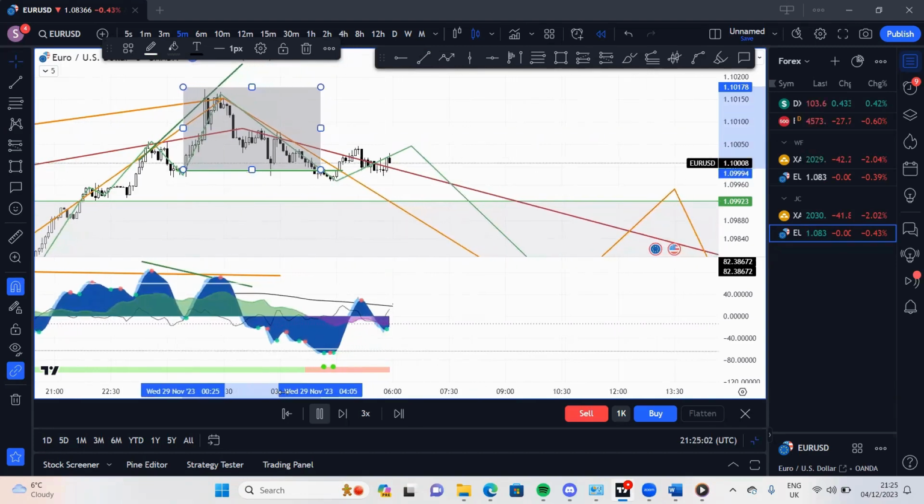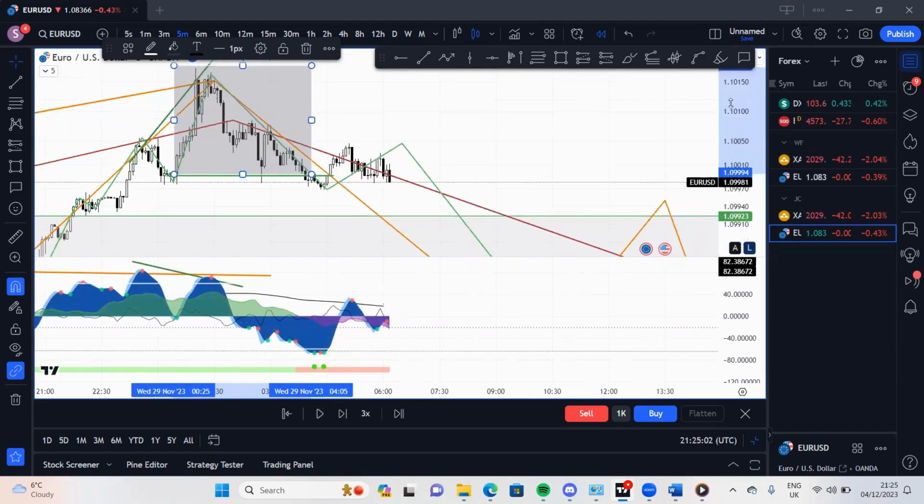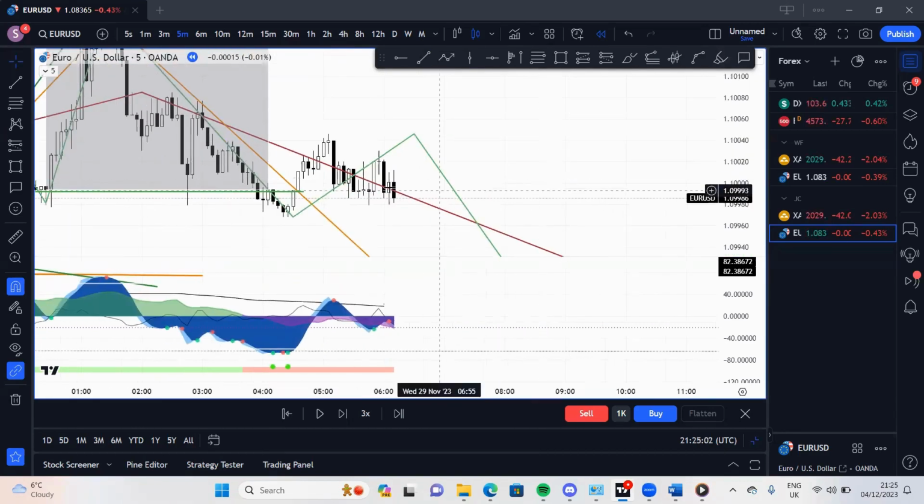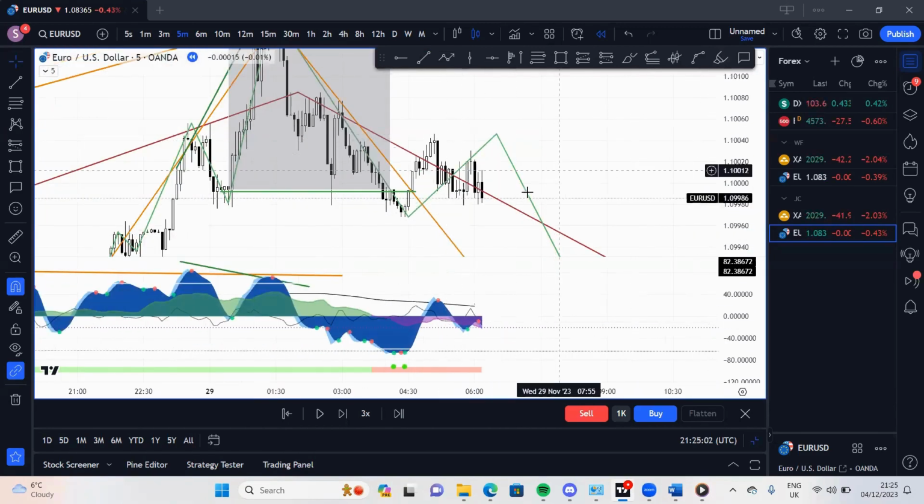And what happens? Well, we need to investigate further. We need to investigate to see what price is doing at this level, whether there is going to be a turning point at that level.